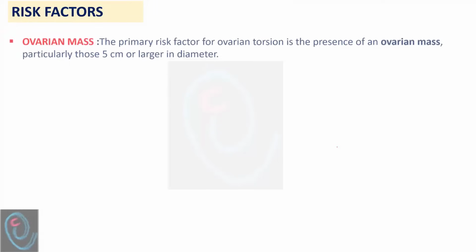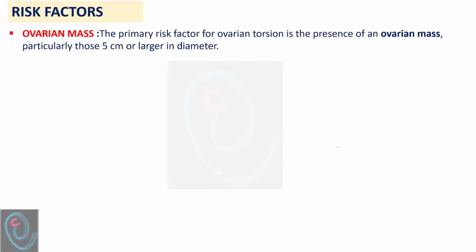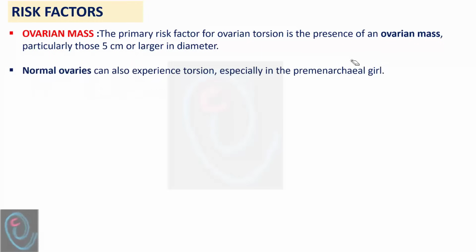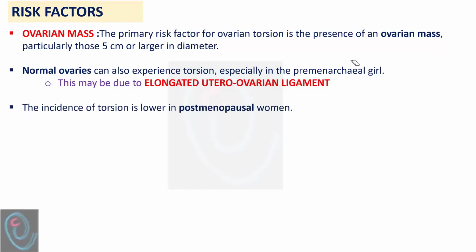Regarding risk factors, ovarian mass is a primary factor for ovarian torsion, particularly when it is 5 cm or larger in diameter. However, normal ovaries can also experience torsion, particularly in premenarcheal girls. This may be due to elongated uteroovarian ligaments. The incidence of torsion is lower in postmenopausal women.